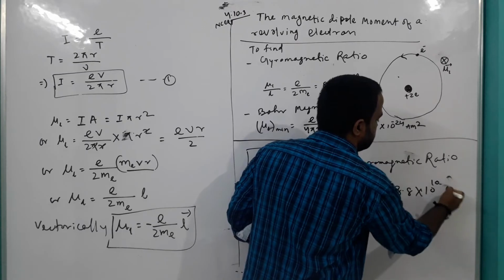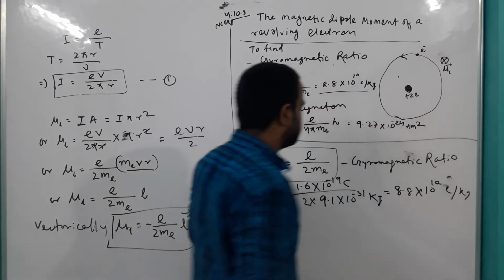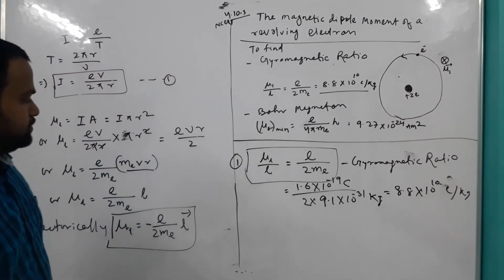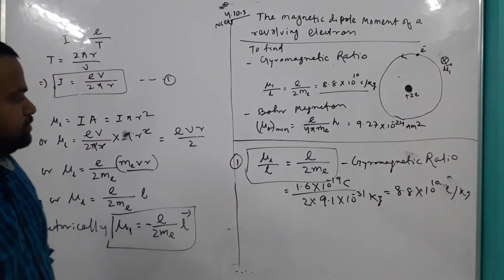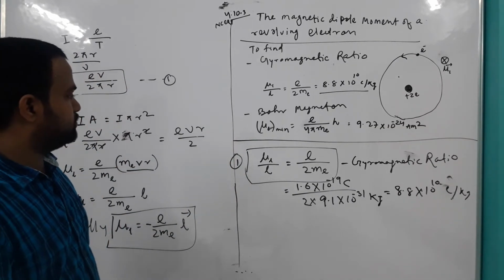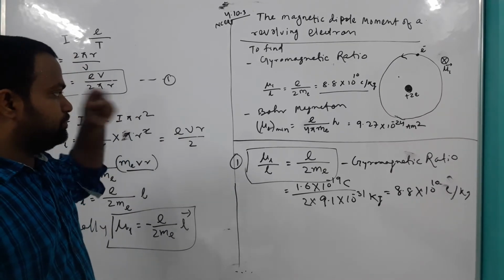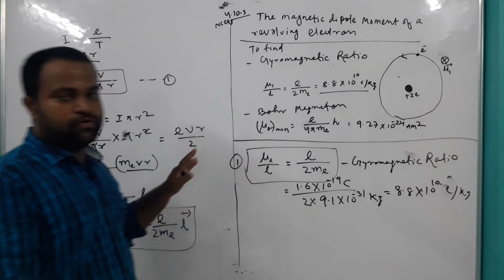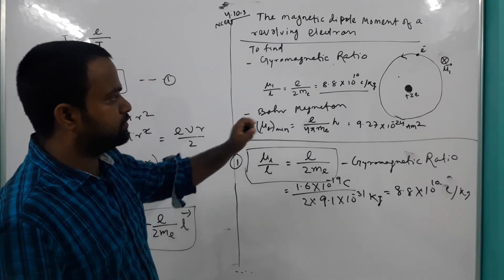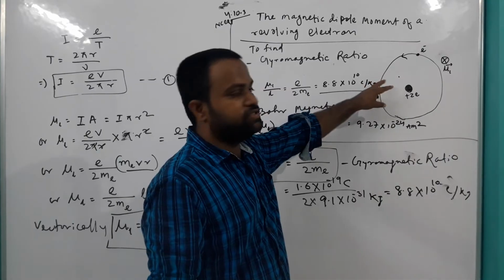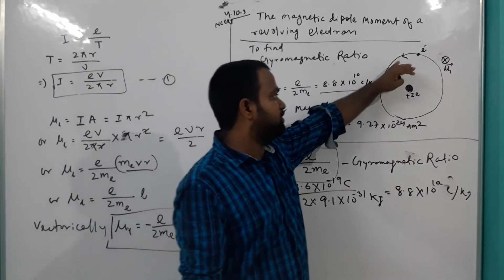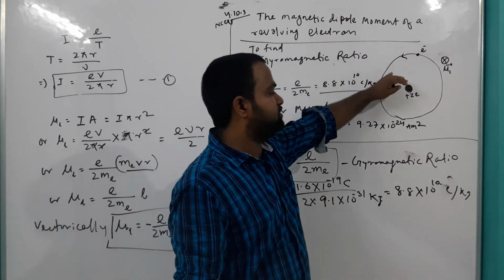Write like this, coulomb per kg. This is one. Now the second thing is, we will calculate Bohr Magneton. To calculate Bohr Magneton, from Bohr hypothesis, you know that angular momentum is discrete. From quantum mechanics or from quantization of energy, you can say that angular momentum is discrete.